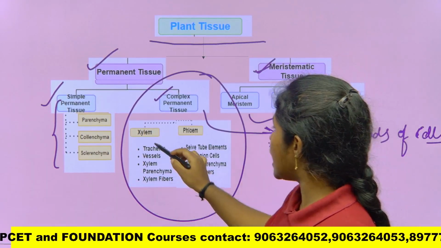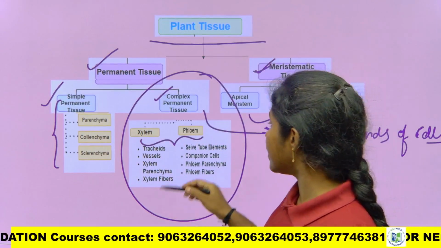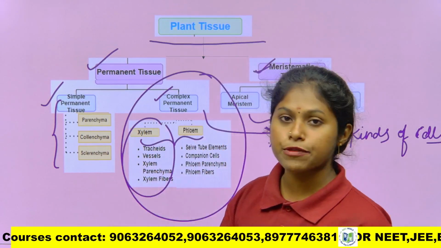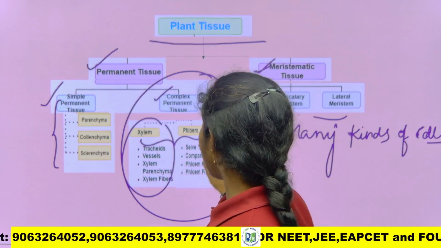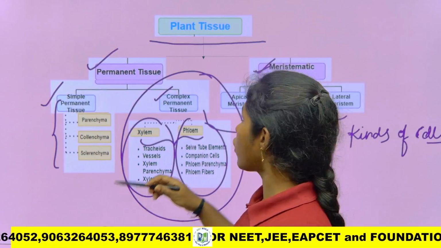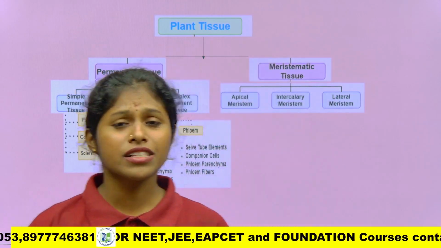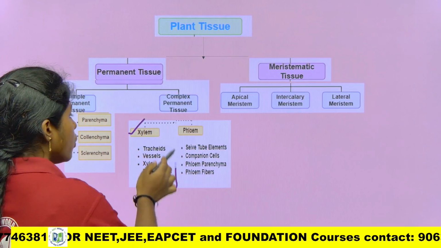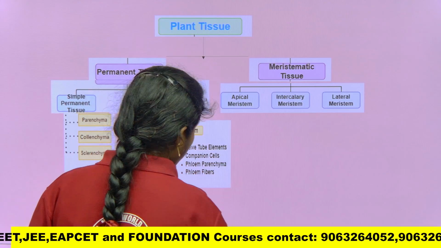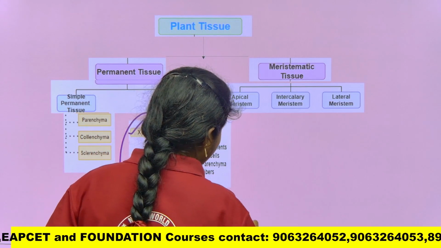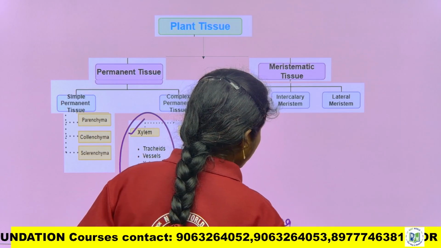So, here the xylem and phloem. What is the function of xylem, children? Transportation of water and also inorganic solvents and also minerals. What are inorganic solvents, children? They are nothing but the minerals, metal ions, right? So, what is the function of the xylem, children? Transporting of water, or conduction of water.